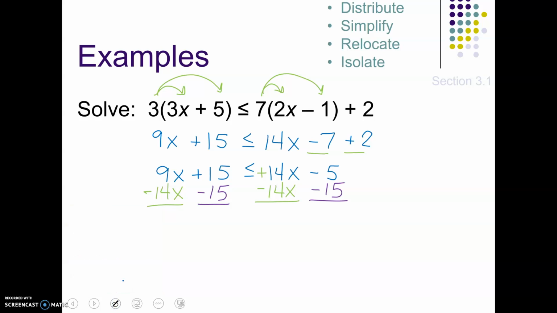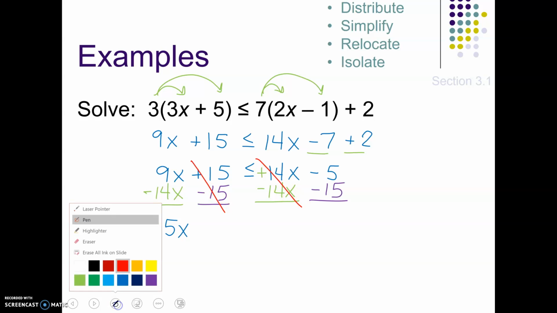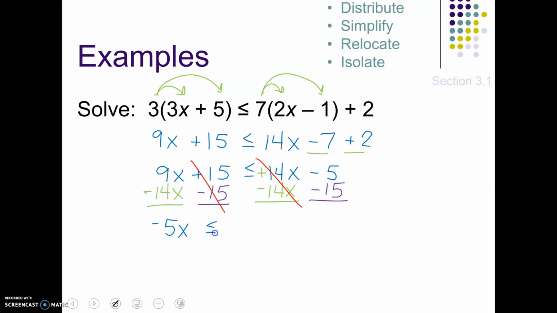So now on the left, 9x minus 14x, that will give us a negative 5x. We'll notice that the 15s cancel, the 14x's cancel, and so I have less than or equal to negative 5 minus 15 is a negative 20. So far, all I've done is I've loosened up or freed up the terms. I've combined like terms. I've relocated terms. Basically, I'm just moving things around. It's this very last step that we have to be careful of. Not about moving things, but about detaching coefficients.